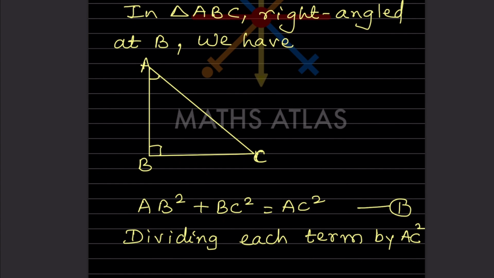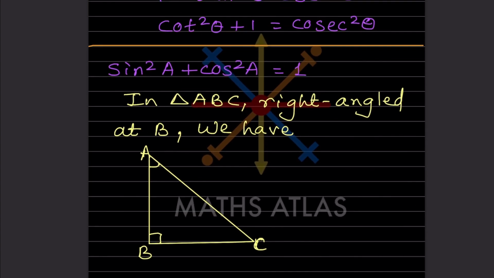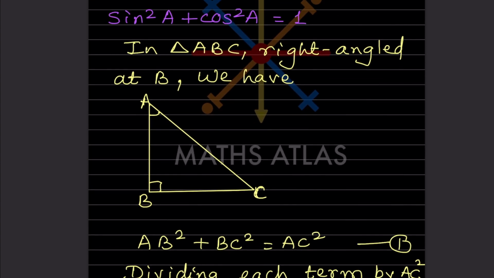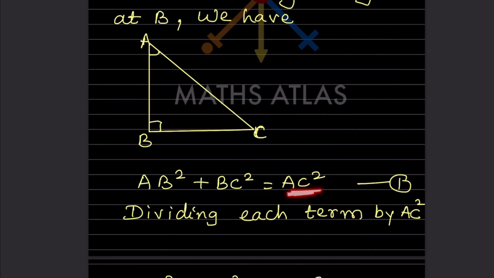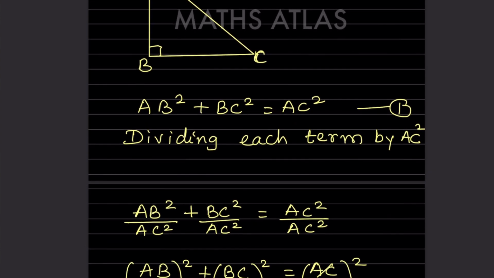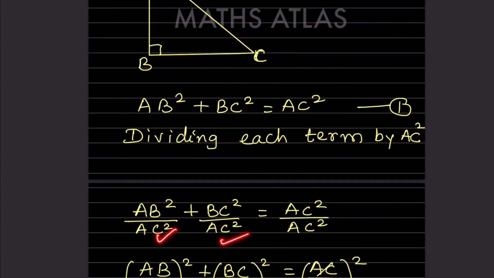So now what will we do? We want this as 1. This is the AC, so this should be 1. So we will divide each term, the first, second, and the third, by AC square. We divide all of them by the AC square.